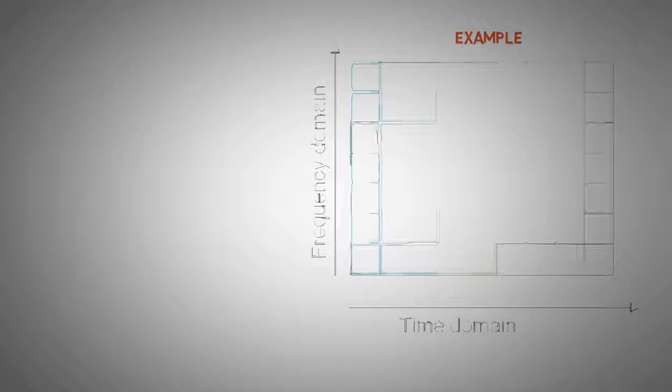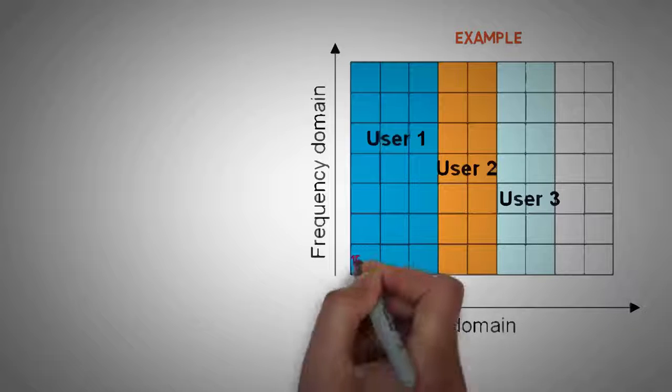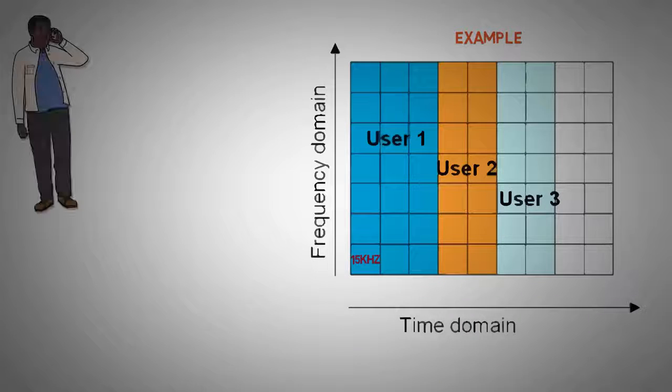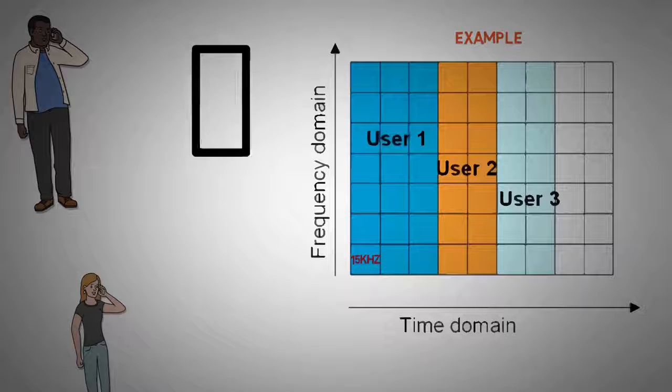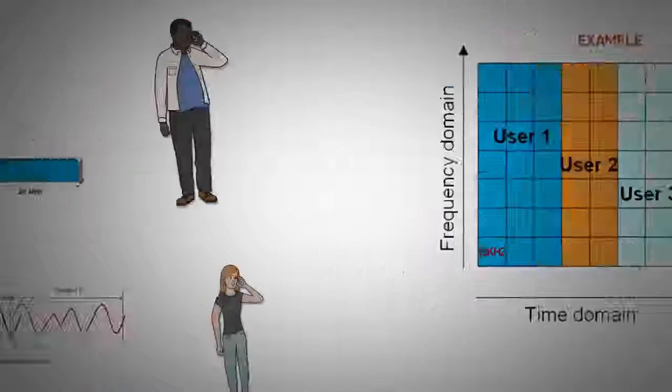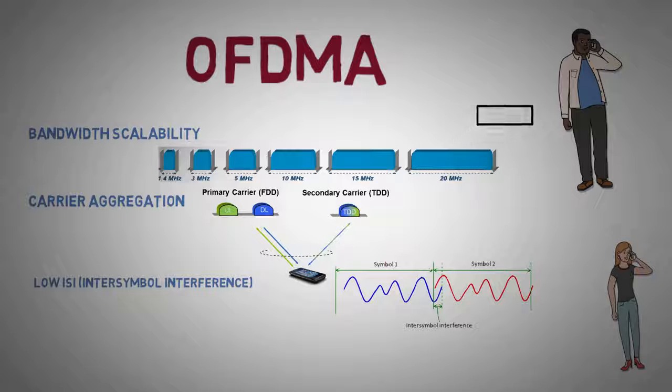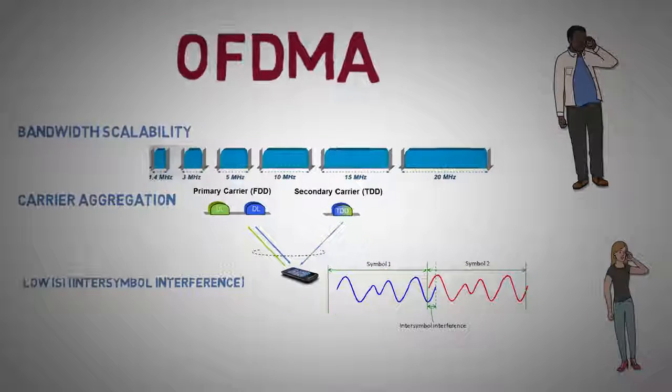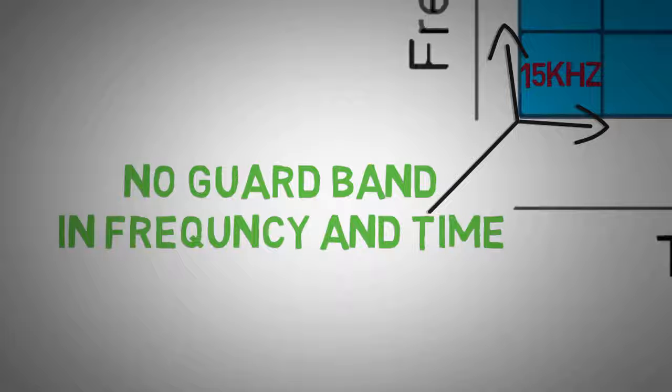OFDMA uses orthogonal subcarriers equally spaced at 15 kHz. Users are provided a subset of these subcarriers for data transmission. Unlike FDMA or TDMA, OFDMA allows the users to access variable bandwidth depending upon the resource availability. Also, since these subcarriers are orthogonal, there are no guard bands between them.